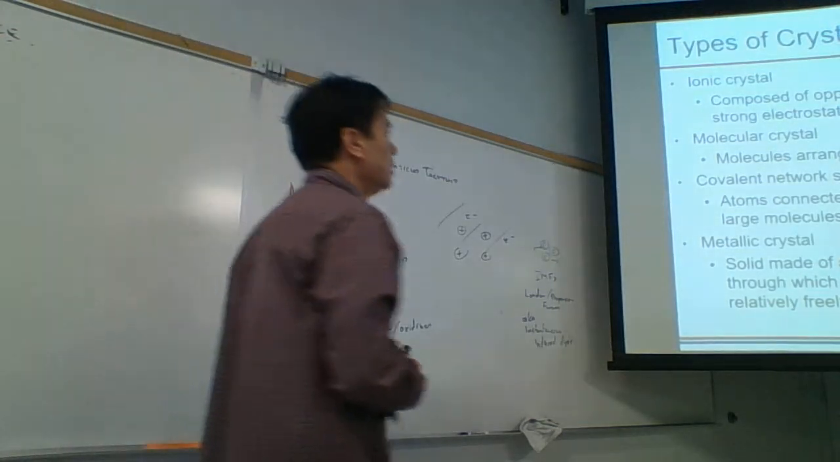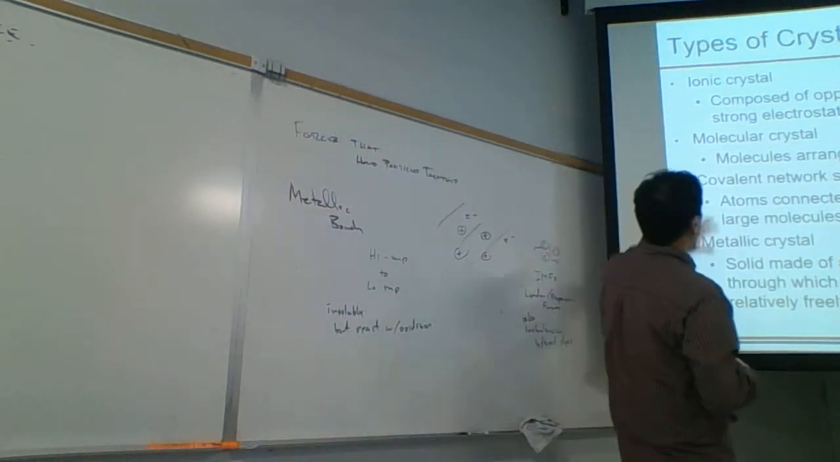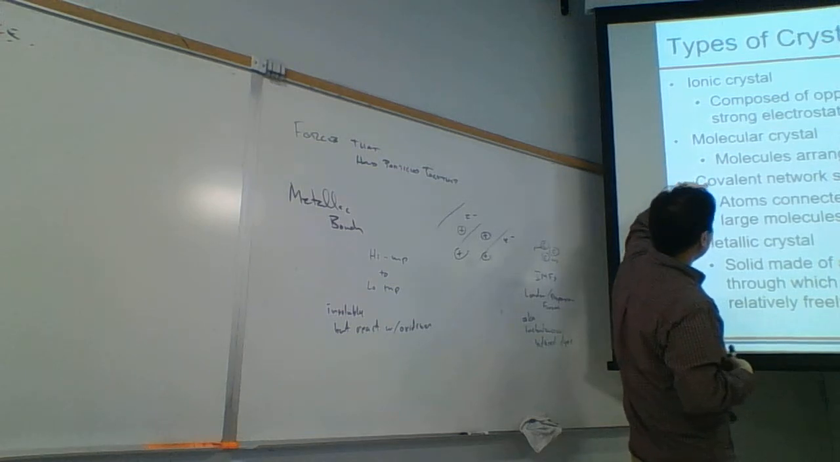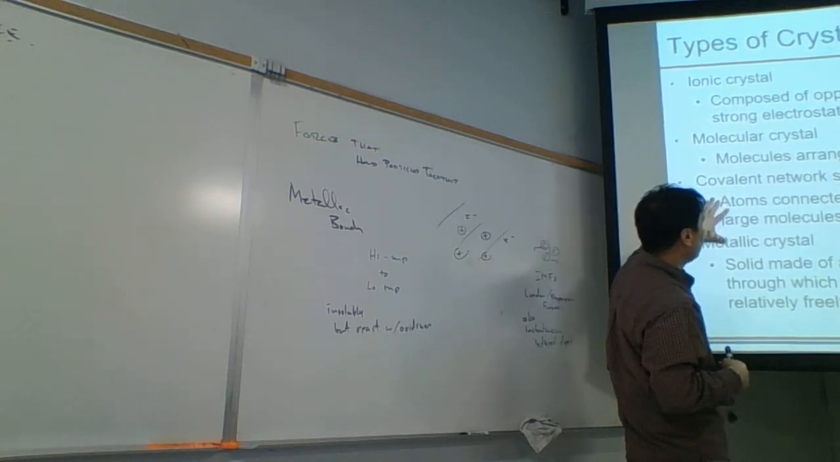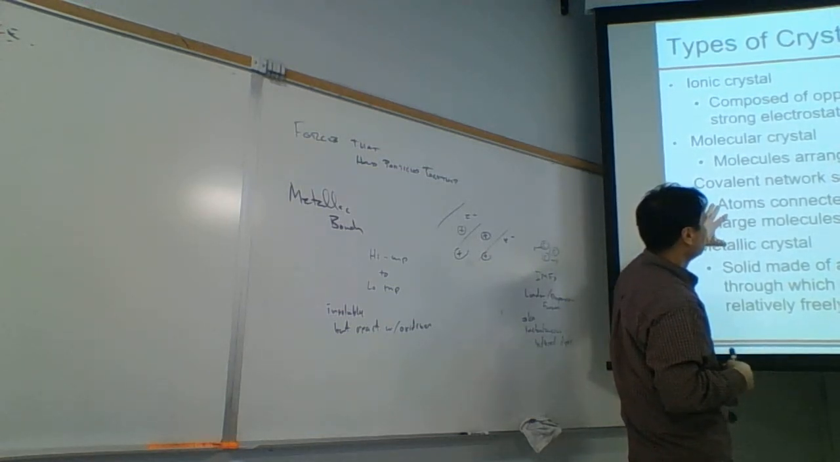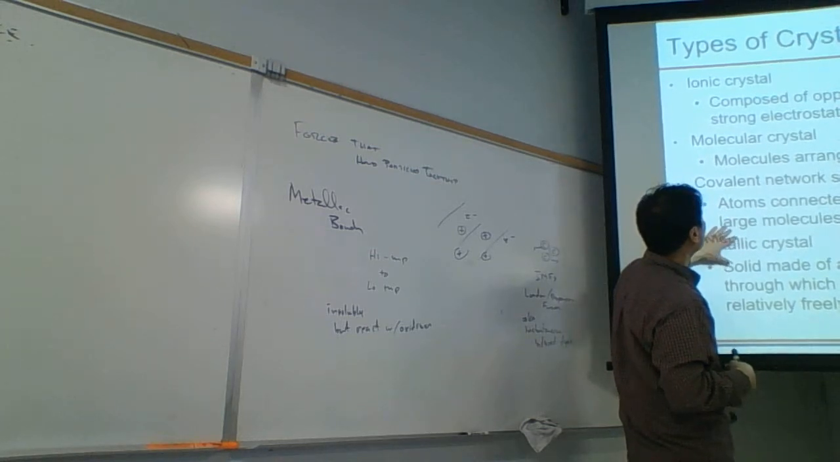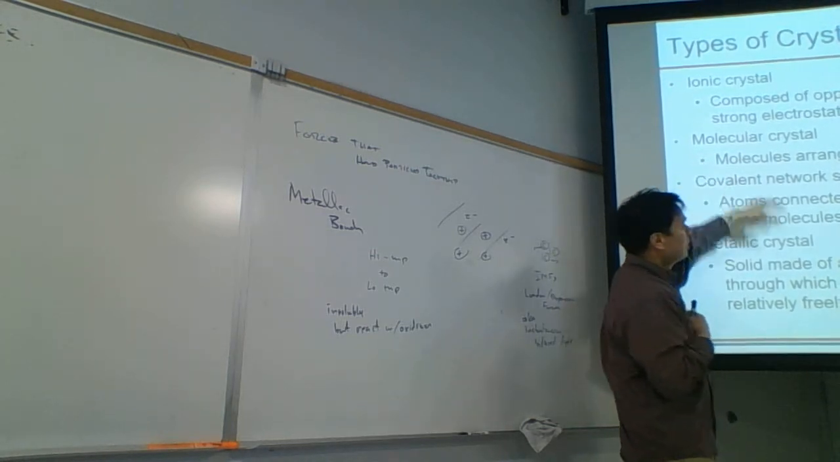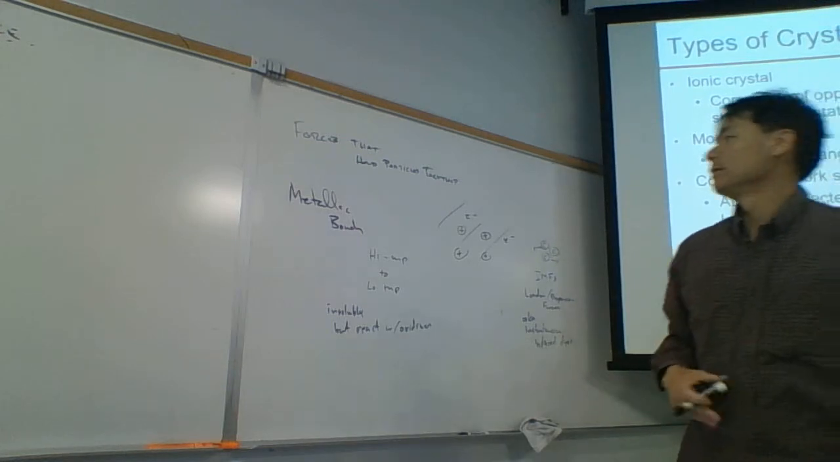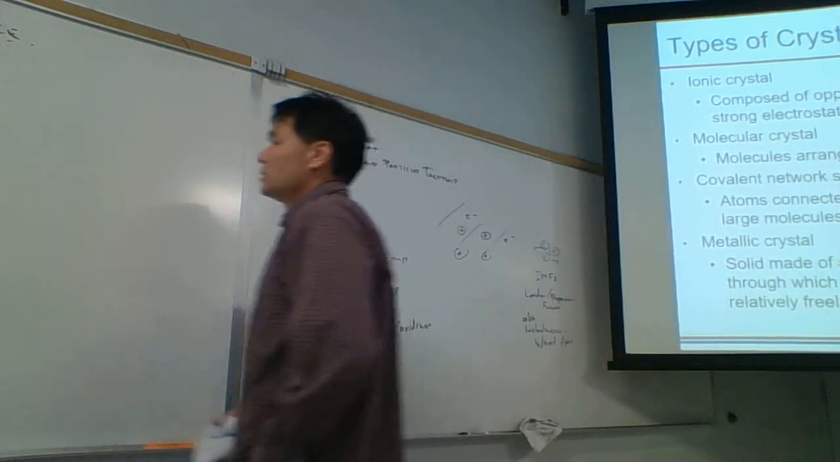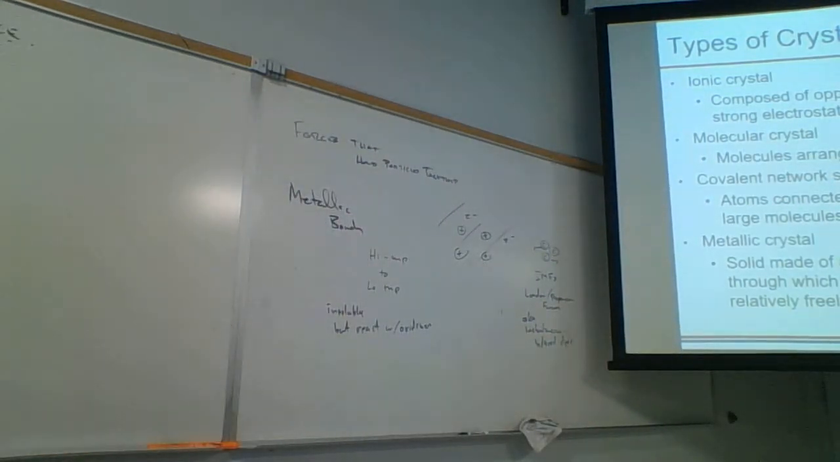And so that's metallic. So far we did ionic, covalent, metallic. These are held together by bonds. Molecular crystals are held together only by IMFs. And so let's take a look at molecular crystals next.